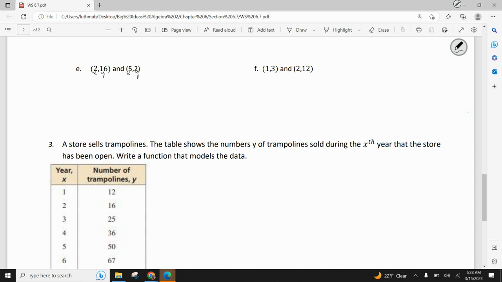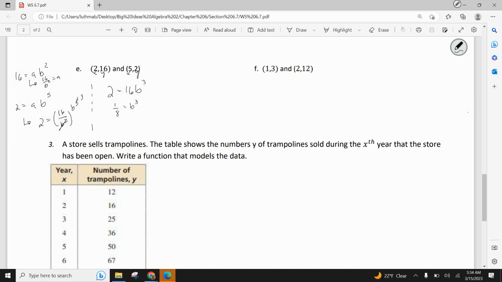X comma y, 16 equals a b to the second, 2 equals a b to the fifth. Get a by itself, 16 over b squared equals a. Sub into this one, 2 equals 16 over b squared, b to the fifth over 1 essentially. Cancel b squared there, cancel here. So now we're at 2 equals 16 b cubed. 2 divided by 16 is 1/8.